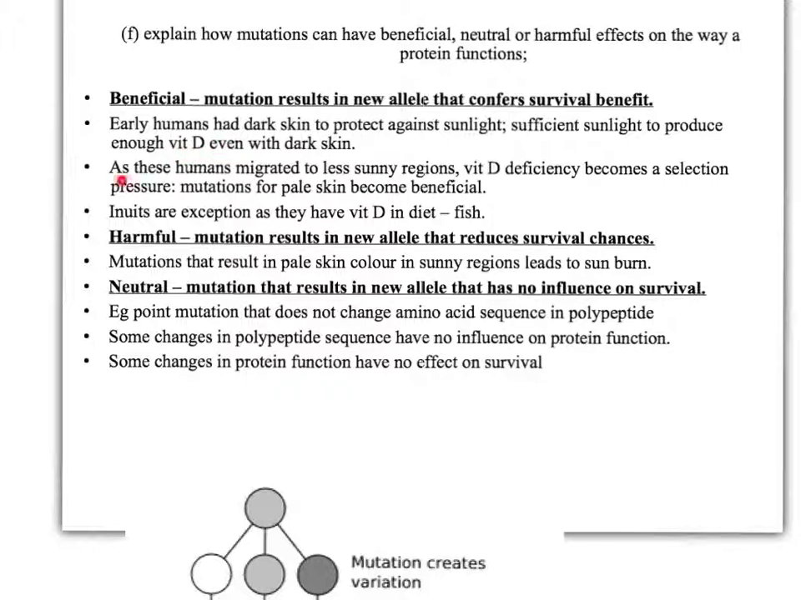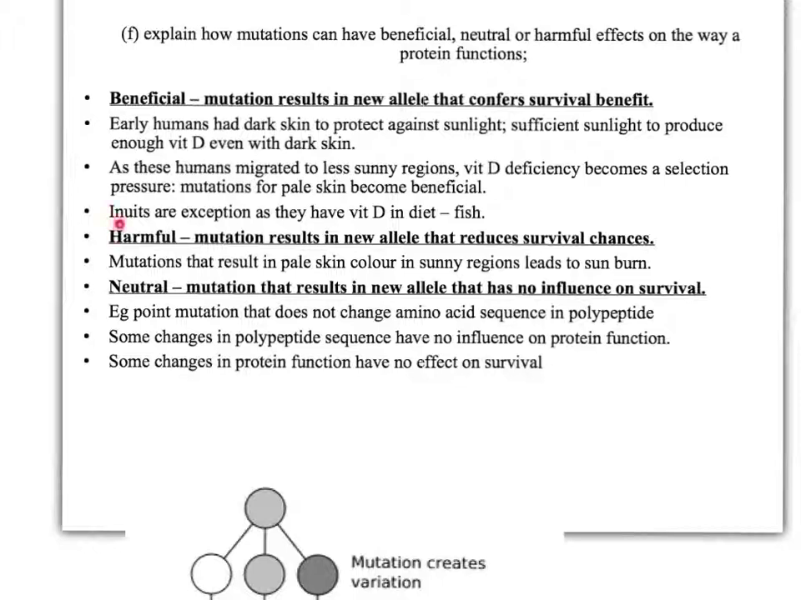However, as humans migrated to north and south, to less sunny regions, suddenly the production of vitamin D becomes a selection pressure. Therefore any mutation to provide paler skin would become beneficial. In less sunny regions, they don't need the dark skin to protect themselves from sunburn, but they do need the paler skin to absorb sufficient sunlight from the limited sunlight around to create sufficient vitamin D, which is important for absorption of calcium from the gut.